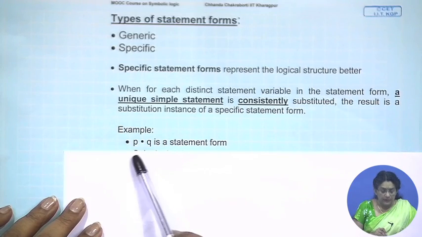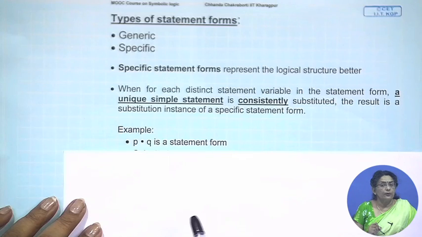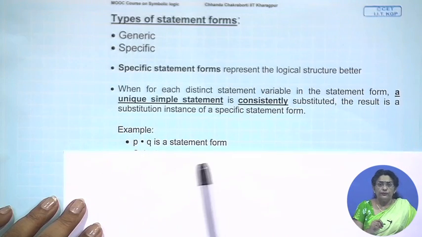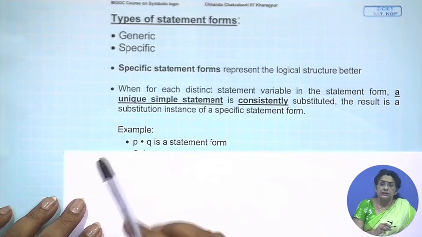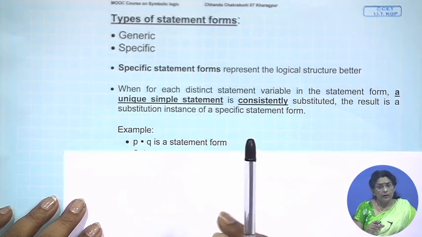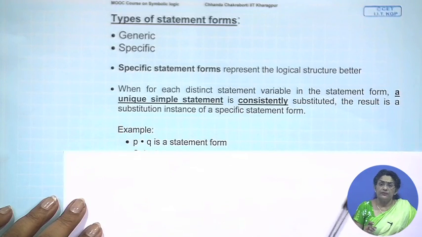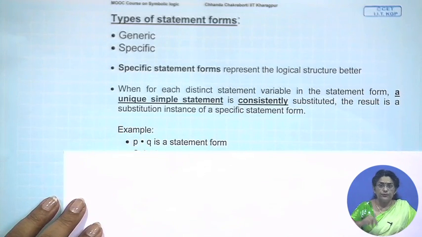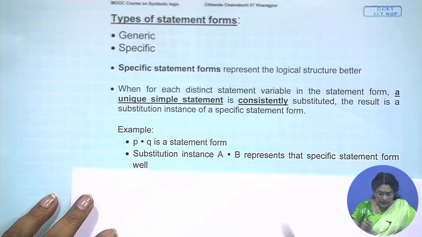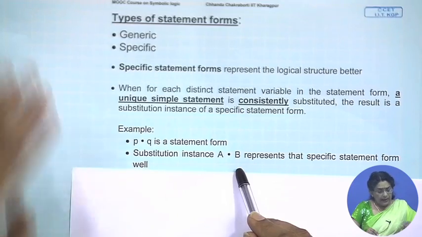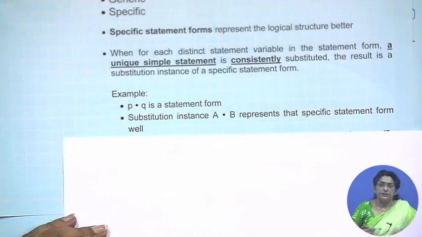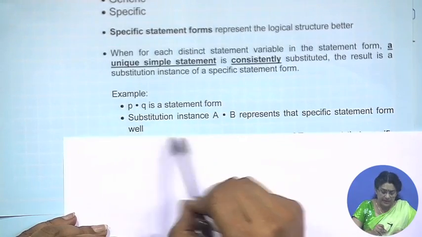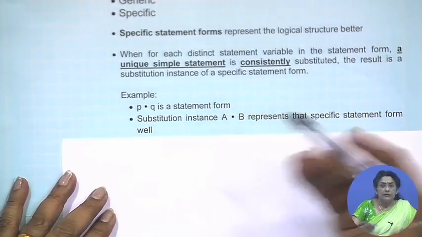See here, for example, p dot q, that is a statement form. P and Q, if you notice, are simple statement variables. There is no compoundness here. The whole sentence is a compound, but P, Q alone, they are actually simple statement variables. So, if you want to preserve that structure in your substitution instance, then say A dot B. Okay? A dot B would be a good example of specific statement form representation. Whatever was the form, that is what you have tried to capture in this substitution instance.